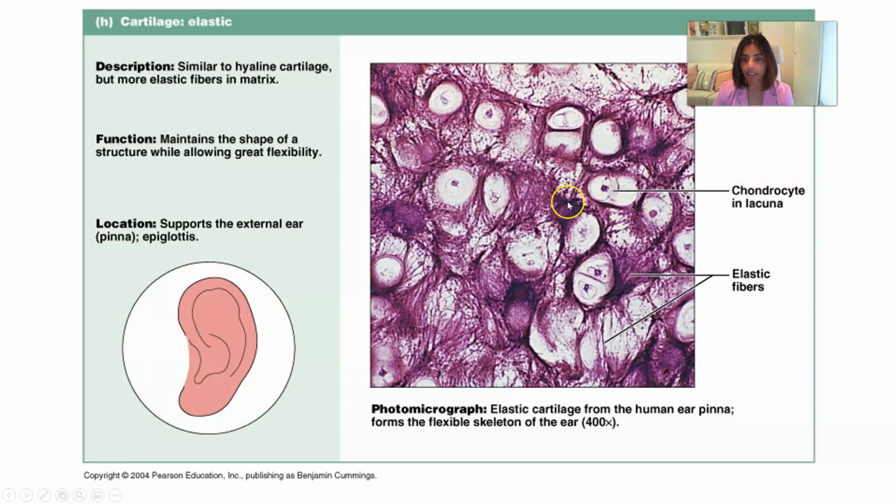Now, this type of cartilage, because it's elastic, helps to maintain the shape of certain structures in the body. Really good example of that is the pinna, which is the outer ear that we see, and also the epiglottis found at the back of the throat, at the back of the pharynx, between the trachea and the esophagus.